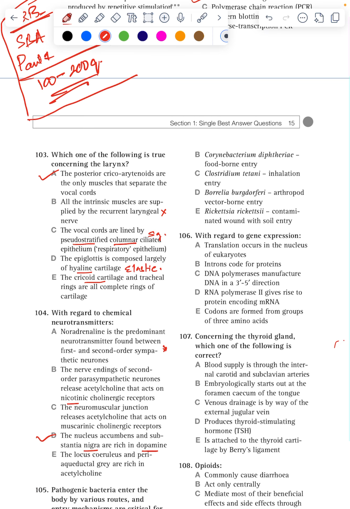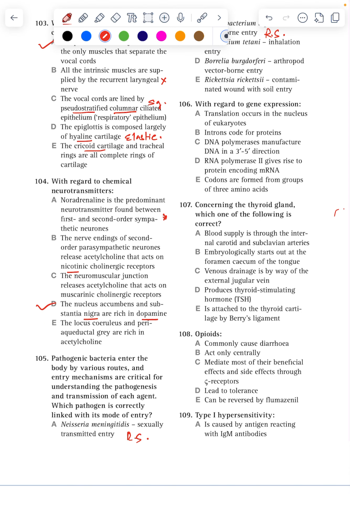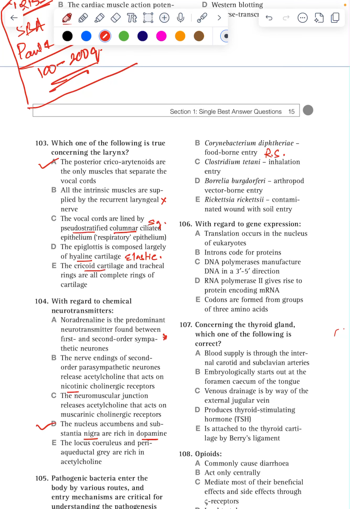Borrelia burgdorferi is arthropod vector-borne entry; it is spread by ticks, while rickettsia is also tick-borne. Clostridium tetani enters through wounds. Meningitis and diphtheria are both entry through the respiratory tract. This one is by entry through a wound. And Borrelia, vector-borne by arthropods, is true. Rickettsia through a contaminated wound? The rickettsia actually is transmitted by ticks. It is not through the wounds.